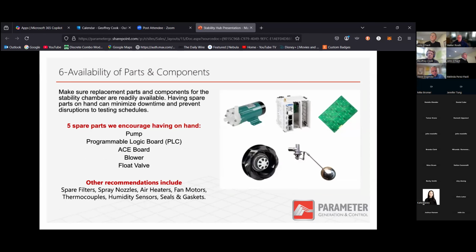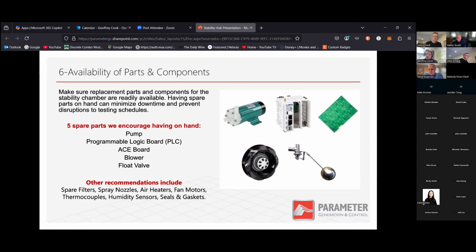The availability of your parts and components is a very big one, especially with how technology is changing and how quickly refrigerants are being phased out and upgraded based on climate change and technologies. You want to make sure that your vendor is stocking spares and is supplying you the service support when you need it.